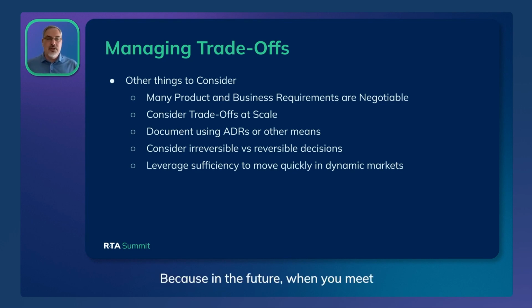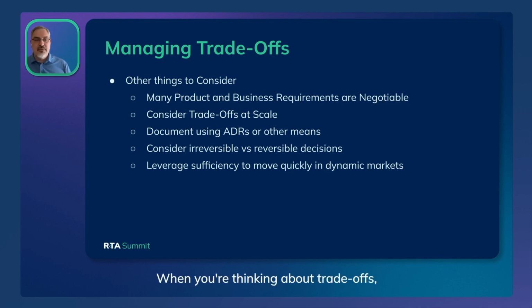Because in the future, when you meet those scalability limits and you're asking for more time, money, and resources, you can point to this record of deliberate and collaborative decision making as to why you're there. You definitely want to avoid having a deliberate technical decision in the past appear as a poor technical decision in the future. Remember, your team decided to make that trade-off.